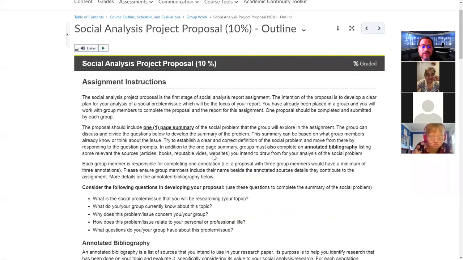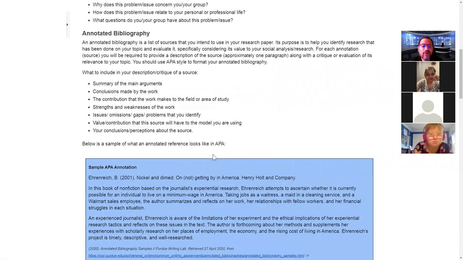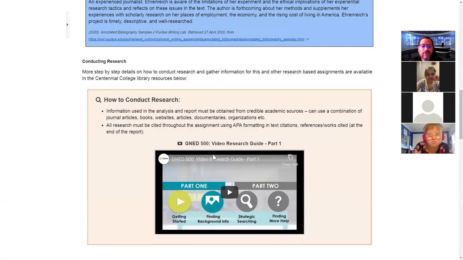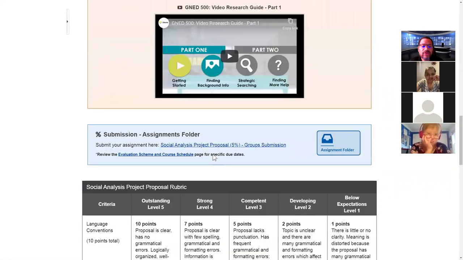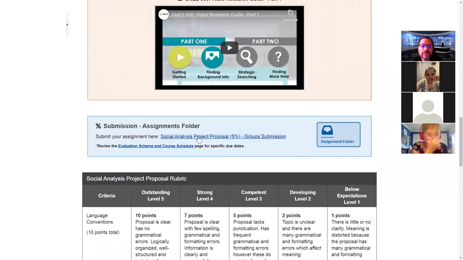So this is the proposal explaining to you what you have to do. I will, like I said, go over this right before you have to do the assignment by having a class just to go over it. One person submits to this folder online for the whole group.